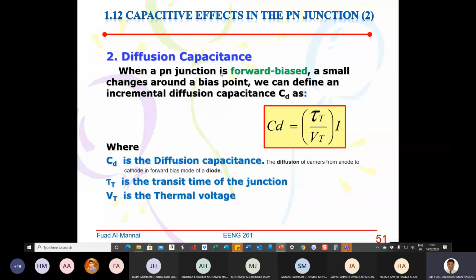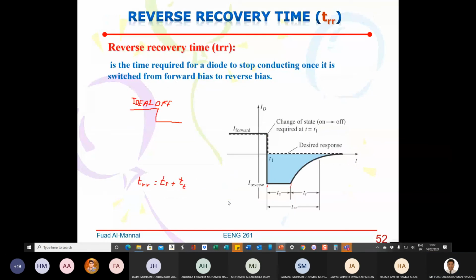Diffusion capacitance, which applies when the junction is forward biased, is given by CD, the diffusion capacitance, equal to tau divided by VT, the thermal voltage, multiplied by ID. Here tau is the transit time of the junction, and VT is the thermal voltage, which is 25 or 26 millivolts.